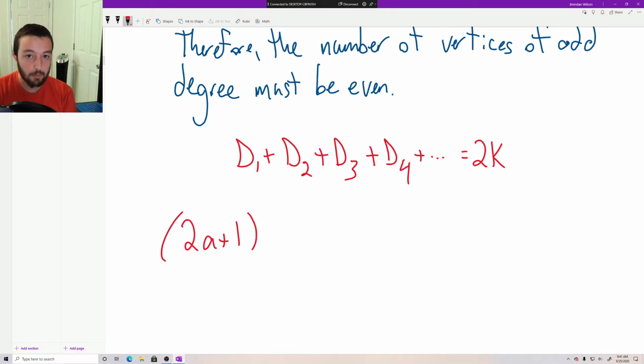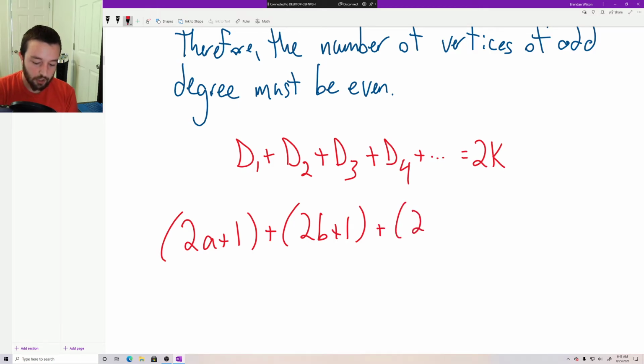For example, if you let a be 1, then this number would be 3. If you let a be 0, this number would be 1. So we can write any odd number in this way. If this is a little confusing, it's okay. I'm just kind of trying to show why this is true. We really just need to know how to use it more than why it's true.